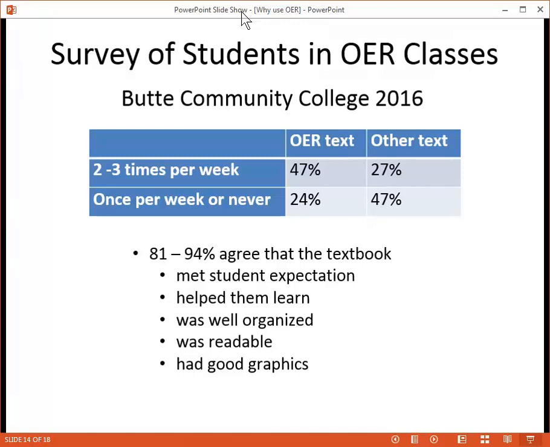We also asked students how much they liked the book. So same sorts of questions. Did it meet your expectations? Was it easy to read? Did you like the graphics? And so on. And for all of those questions, 81 to 94% of students said that they agree with those statements. So it was readable, it had good graphics, and so on. So the student experience was fairly positive.